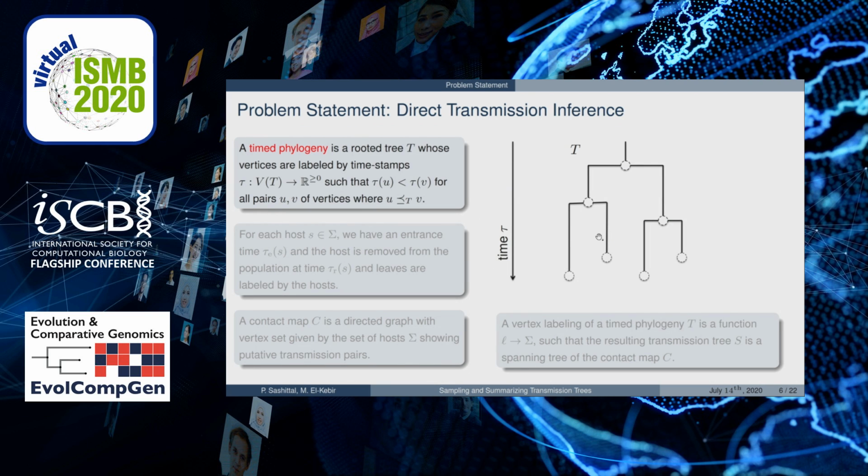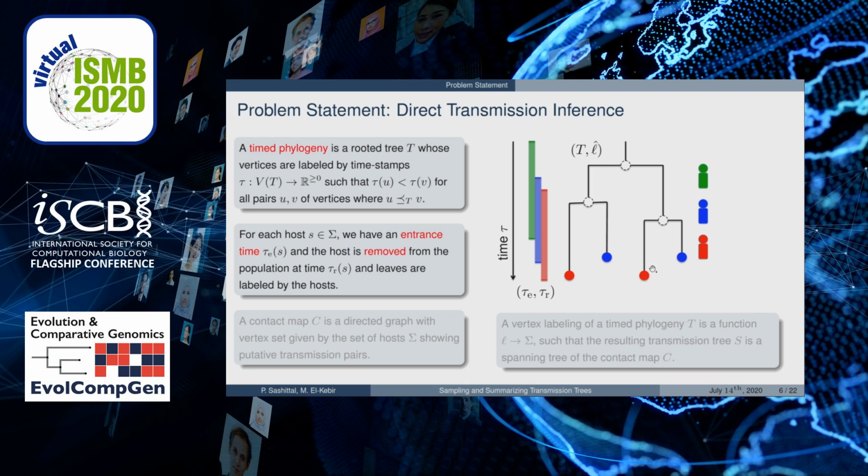So let me introduce the problem statement. We call it the direct transmission inference problem. We start with the time phylogeny, which is a rooted tree whose vertices are labeled by timestamps. The leaves of this phylogeny are the pathogen samples that were collected from infected hosts. For each host, we have an entrance time and a removal time, and the host participates in the outbreak only during this time interval. So, for instance, the green host can only infect anyone or be infected by anyone in the time interval depicted by this green bar.